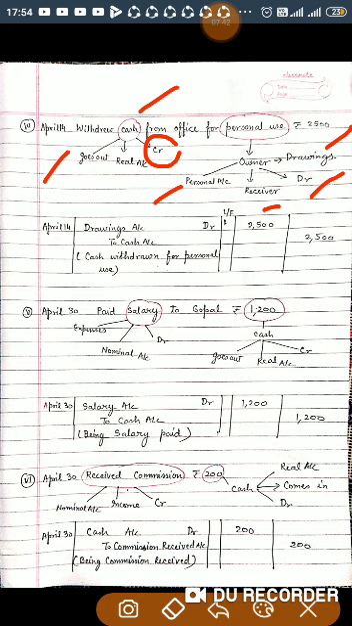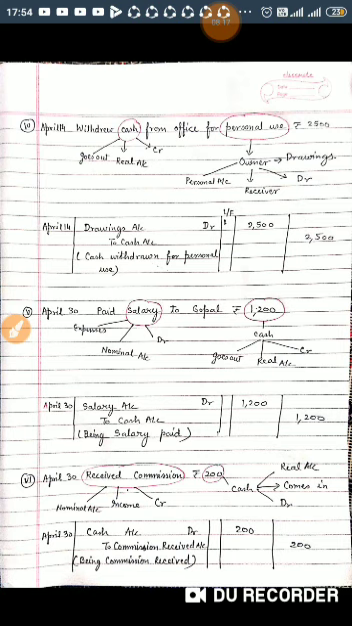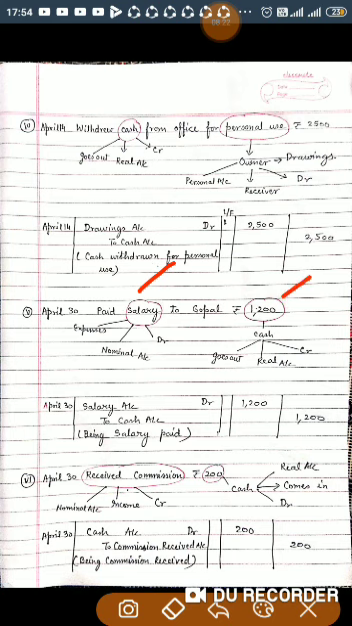Now next is April 30, paid salary to Gopal rupees 1200. In this transaction, if you analyze, there are three accounts. We are making payment of salary to Gopal. So salary account is involved, Gopal is involved, and cash is involved. But for recording purposes, Gopal is not relevant for us because Gopal is an employee and we have paid salary to him. He is no more relevant for us. So we will not consider Gopal. We will consider only two accounts, that is salary and cash.